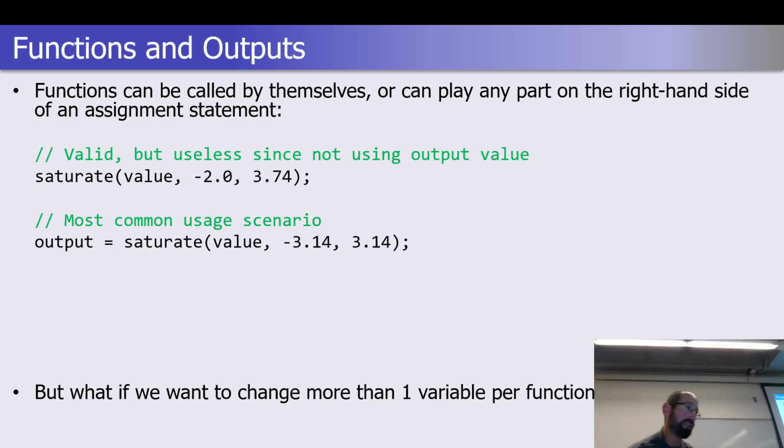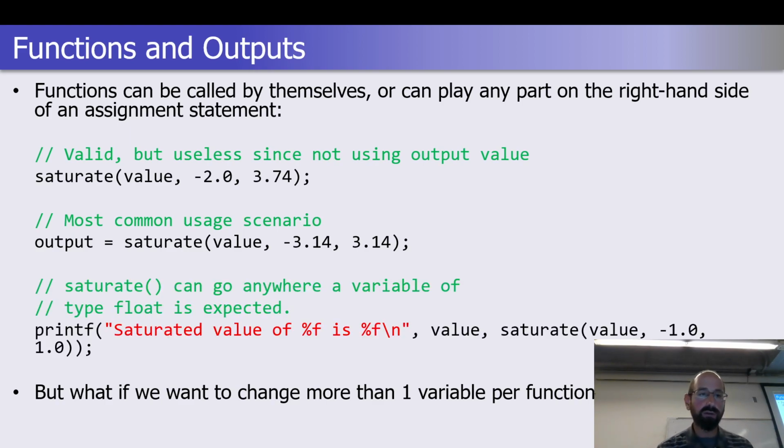More commonly, you would take the function call and use the assignment operator to override a local variable of that type. But those functions can go anywhere you expect a variable of that particular type.